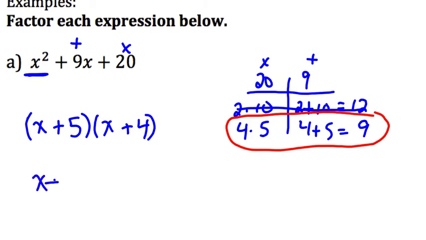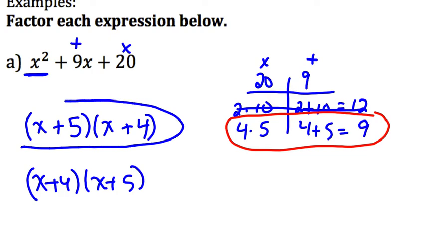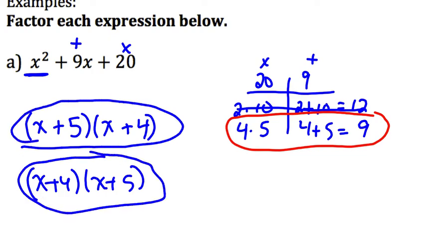Okay, you could also have x plus 4 times x plus 5. The order that you have them in does not matter. These are both correct. You don't need to have both down, but you can have the 4 first or the 5 first. Doesn't make a difference. They are both correct. Okay, so on your worksheet, you need to have a table and your answer.